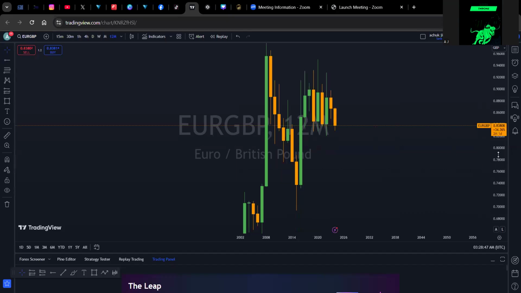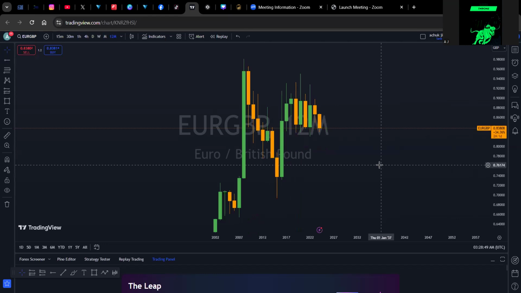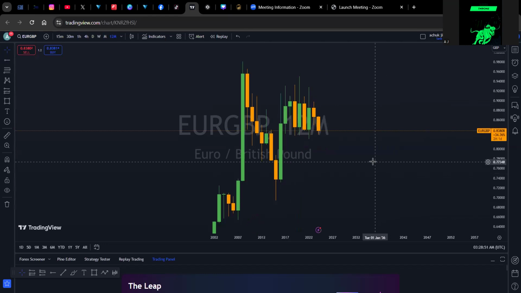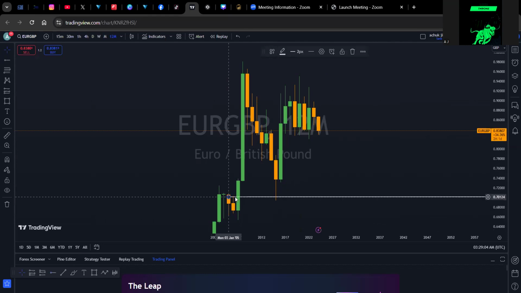So looking at EURGBP from the yearly time frame, we just need to mark our key levels and look for a possible trading opportunity. First, we mark our lows. We can see this is the low here, but this low corresponds to this price difference, which we've explained in other videos. You can check them out.